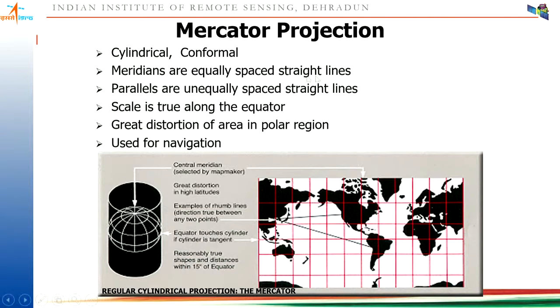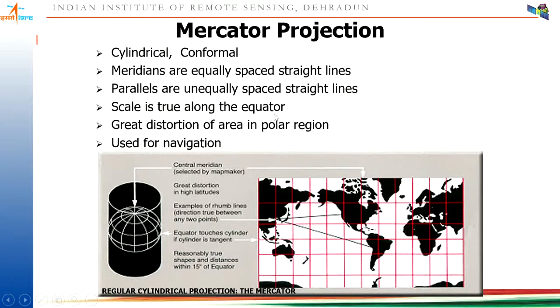So meridians are equally straight lines when we project onto the wall, and when we unwrap it, we will have a map projection like this. In that projection, meridians are equally spaced straight lines. You see the longitudes are equally spaced. Parallels are unequally spaced straight lines. Parallels, you see the equator. From the equator, if you go up, these are unequally spaced straight lines.